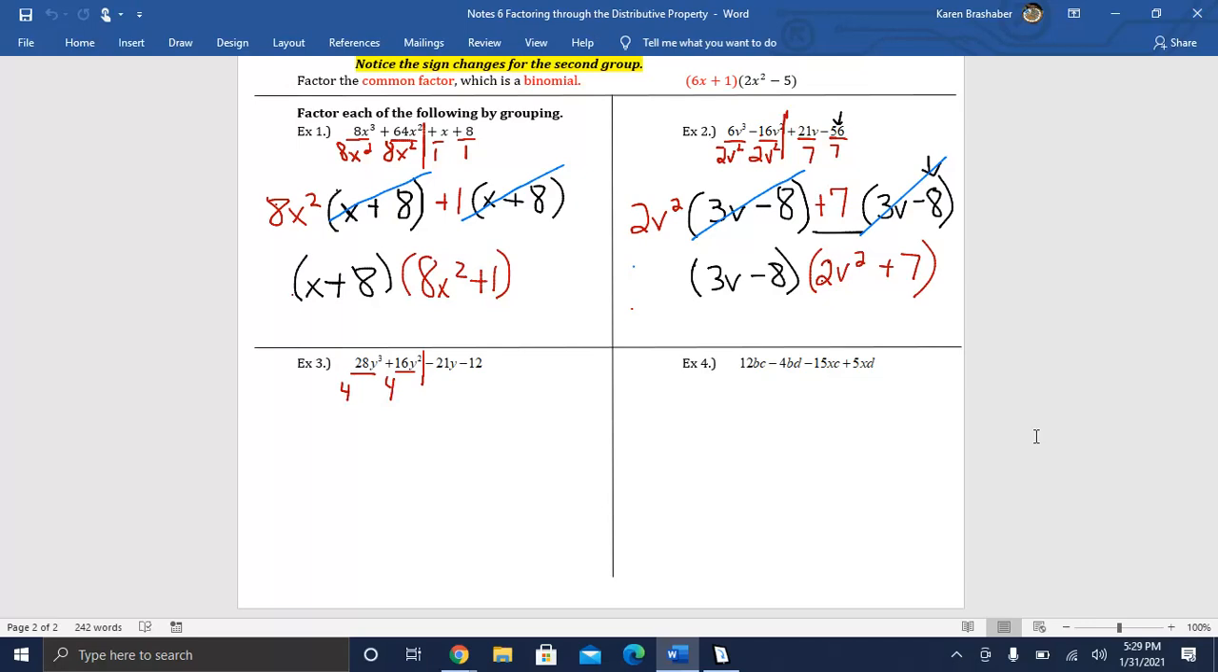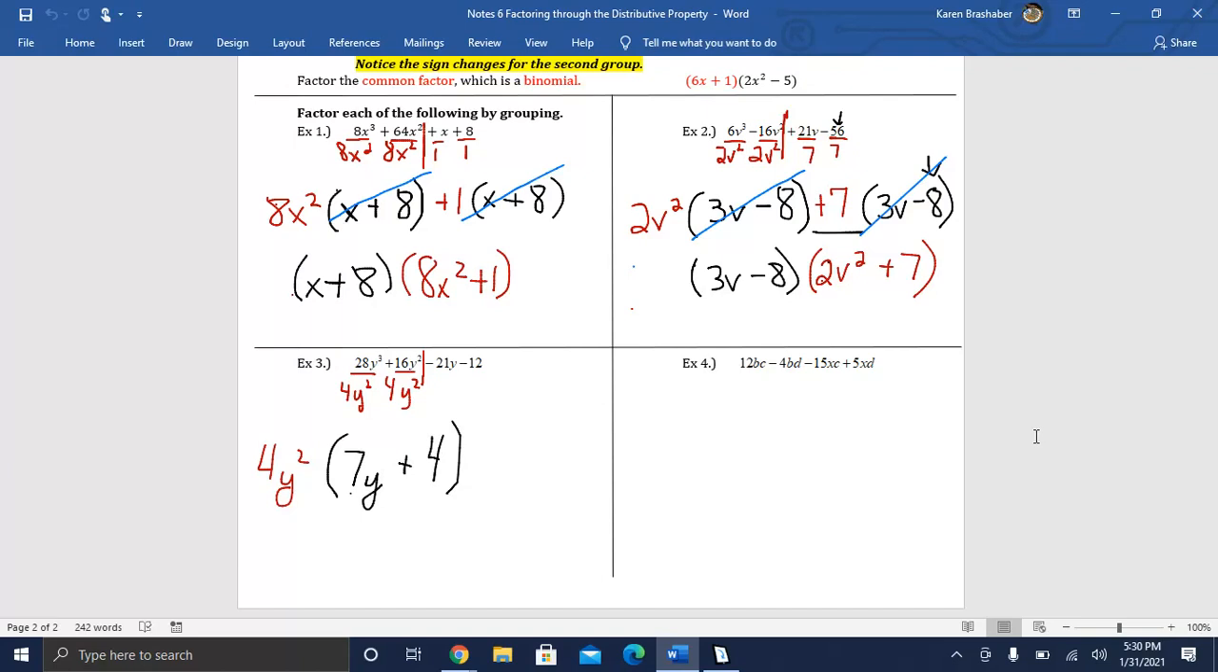Likewise, for my variables, I want to use my y to the second power. So I write that outside of a parentheses. I do my dividing. 28 divided by 4 gives me a 7. And then y to the third divided by y to the second, subtracting those exponents, I get y to the first. Then I have plus, and 16 divides by 4, I get 4. My y squareds will cancel.